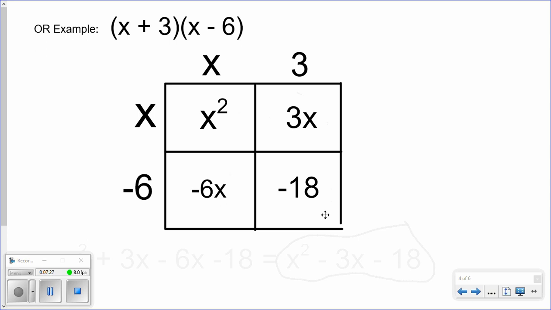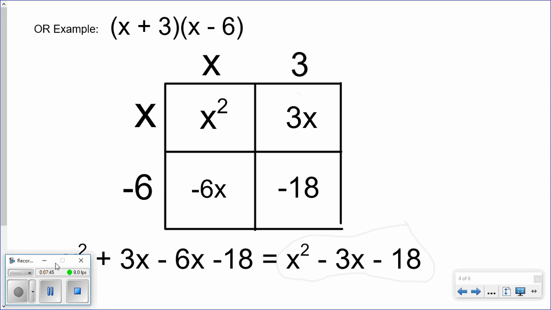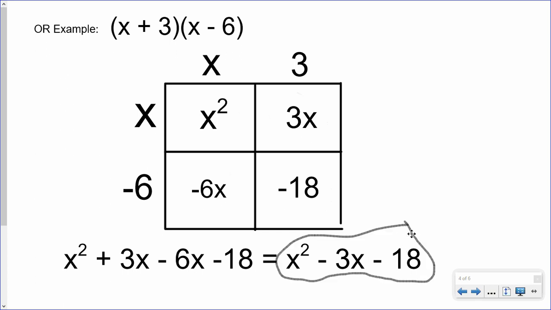If it's a monomial times a trinomial, you just make a 1 by 3 box. If it's a trinomial times a trinomial, it's a 3 by 3 box. The boxes work for any kind of situation. So then I just take whatever is inside the box and write it out. Oop, you can't see some of it. Let's do that. So x squared goes in the front, then 3x, then -6x, and -18. So I just write it out, and then I combine my like terms again. 3x and -6x create -3x, and that's my answer.